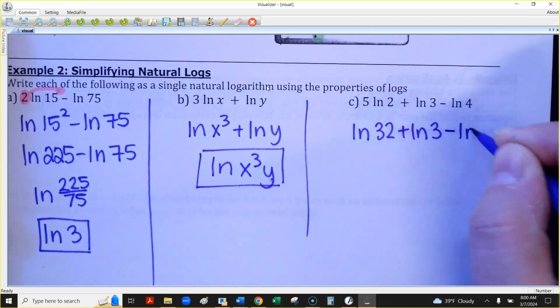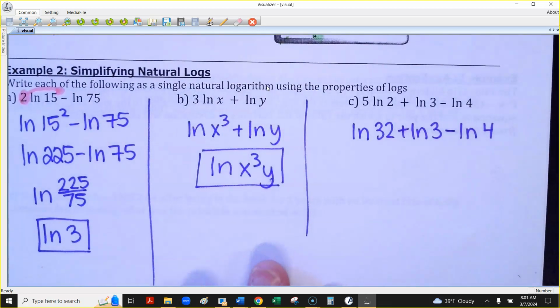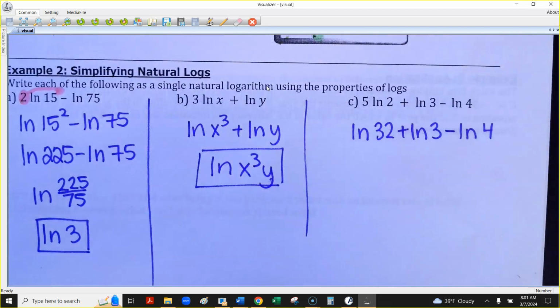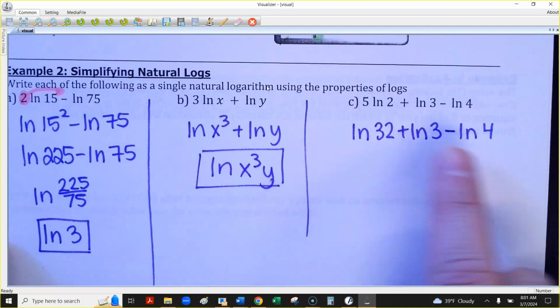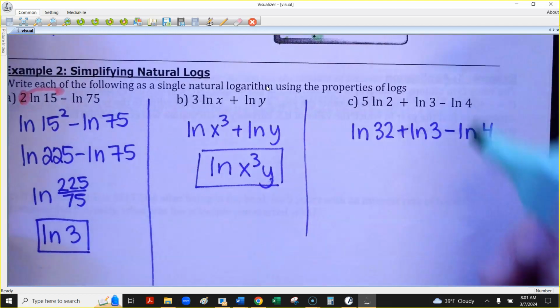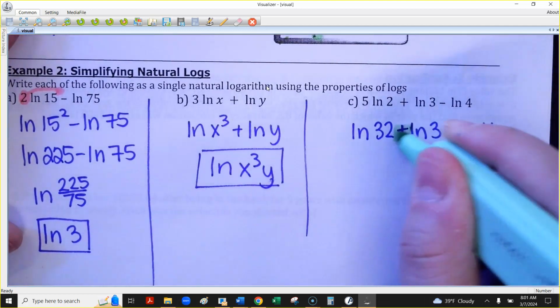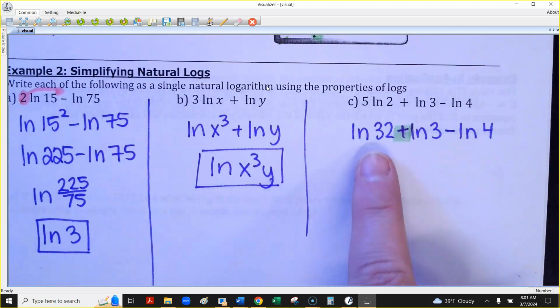Now, actually, let me walk through this just a little bit with you because this is important, and I saw a bunch of people mess this up on the quiz. I've got 3 natural logs here, right? So I have addition and then I have subtraction. You have to apply the properties as you read that problem from left to right. The first separation between the natural logs is a plus sign, so I have to do that multiplication first.